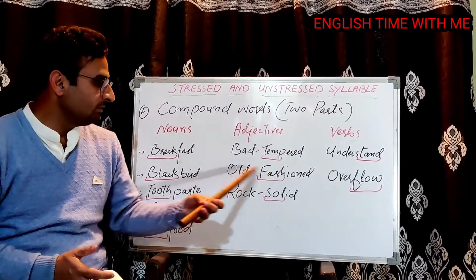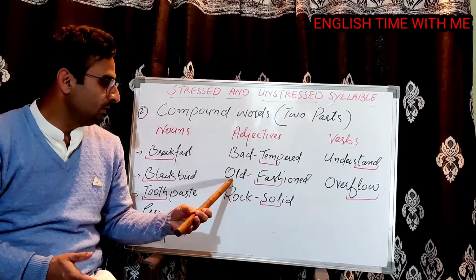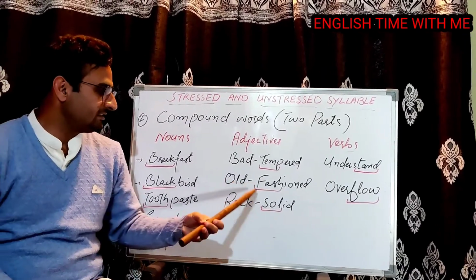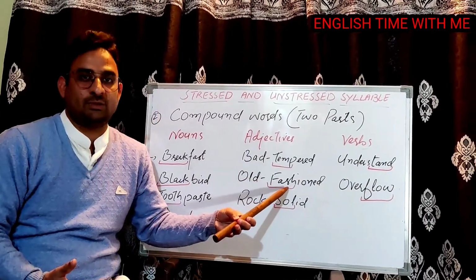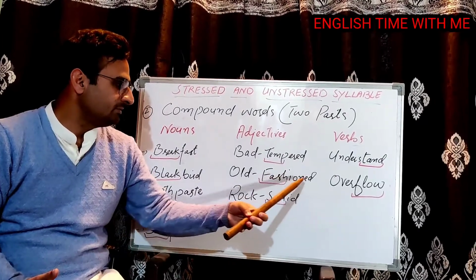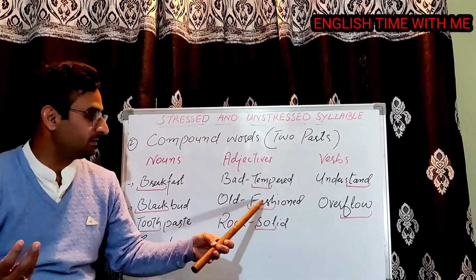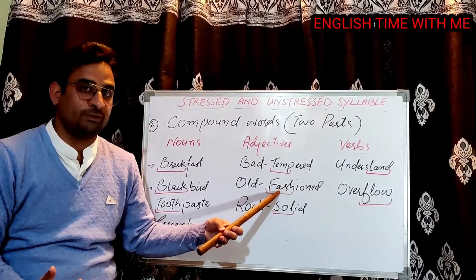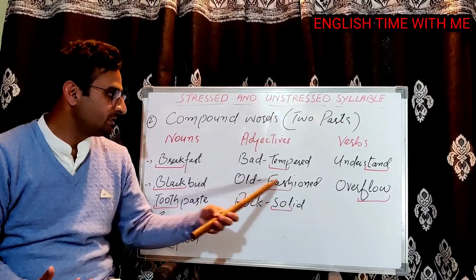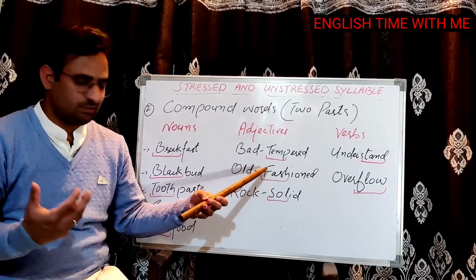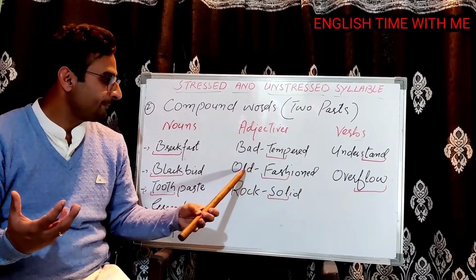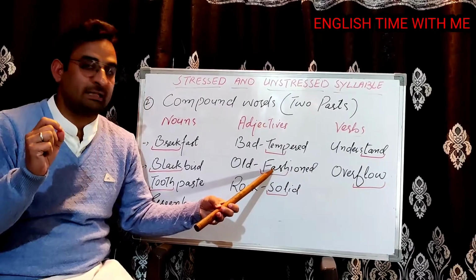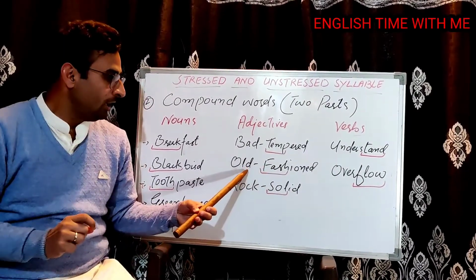And then we have old-fashioned. The two words, old and fashioned. This is a compound adjective. In this case also, the second part will be stressed. Now in this second part, fashioned, there are two syllables. In the case of a compound adjective, the first syllable of the second part will be stressed.